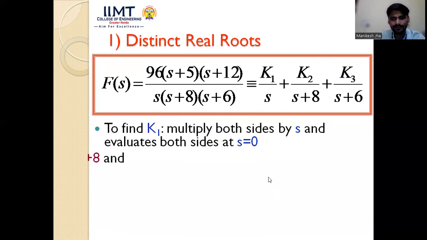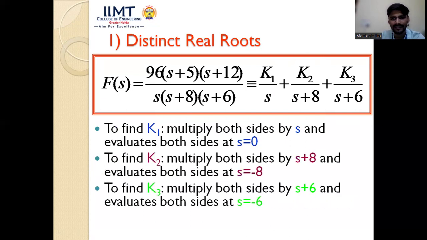So here we are going to find k1, k2, and k3. Now we are going to find the value of k1, k2, and k3. So what is the denominator of k1? s. So where is the pole location? s equal to 0. So for finding k1, we are going to evaluate at s equal to 0.